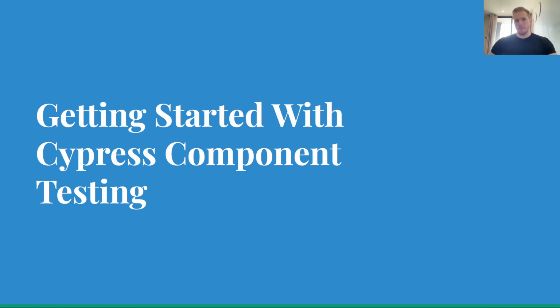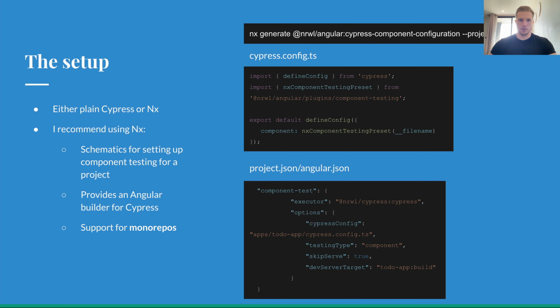So let's see how to get started with Cypress component testing. You can either go with plain Cypress, which is not too hard to set up if you have an Angular CLI project, or you can go with NX, which I recommend. I recommend NX even for apps that are not more robust, because it comes with a lot of build tools and a lot of cool features. And also later, when your app comes to a certain size, it's nice to be able to scale up using the NX library approach to run projects separately.